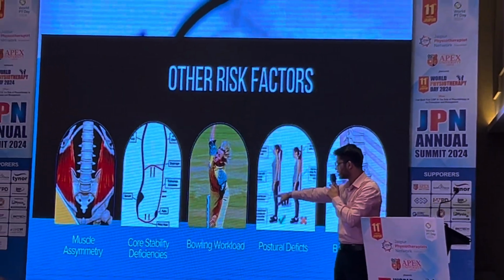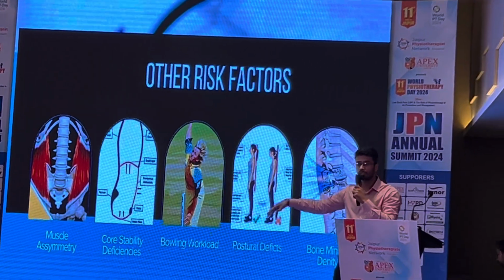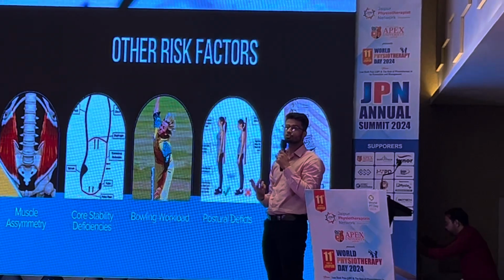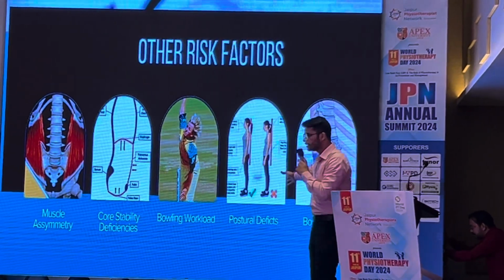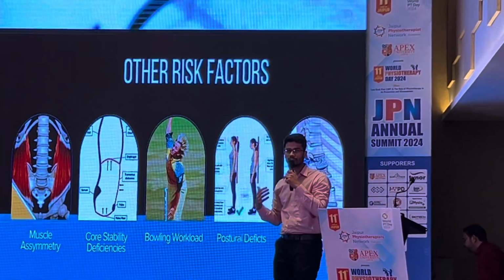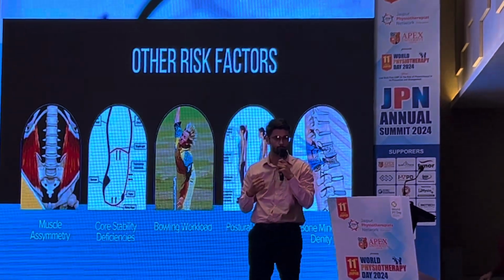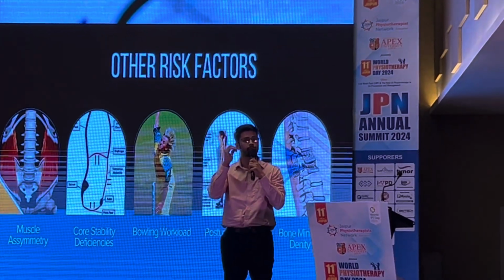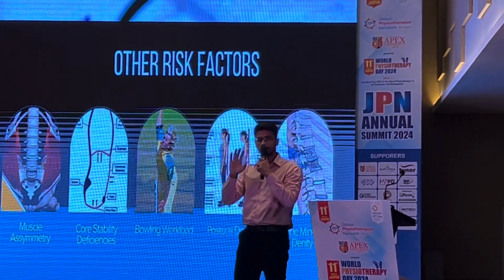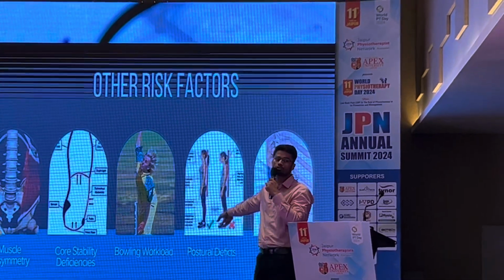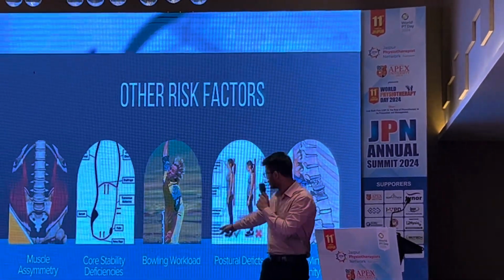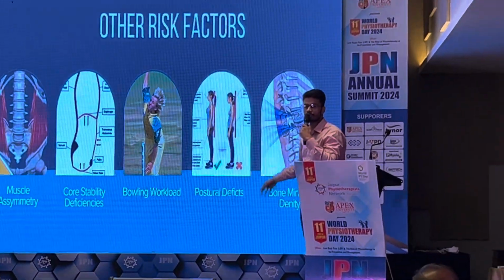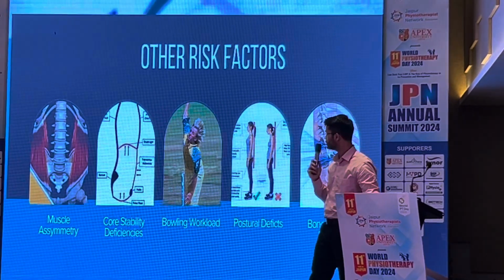Not only that, the core stability deficiencies, bowling workload. If a bowler is bowling too much without getting an adequate amount of recovery, that can also lead to this type of stress fracture. Then the postural defects, because if someone has a hyperlordotic posture or a kyphotic posture, this actually functions as a signature on which more complex motor patterns develop. So if someone already has a postural defect, then he is also more prone to getting this type of stress fracture. And the next is lower bone mineral density. It also leads to bone stress fractures in the athlete. Can we have the next slide?